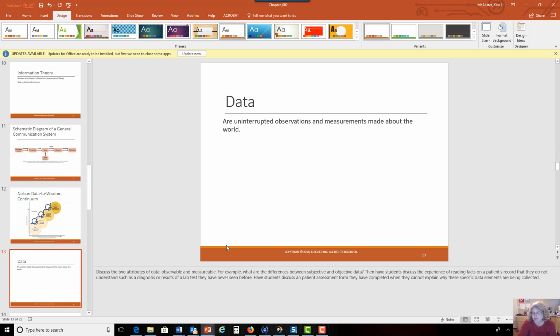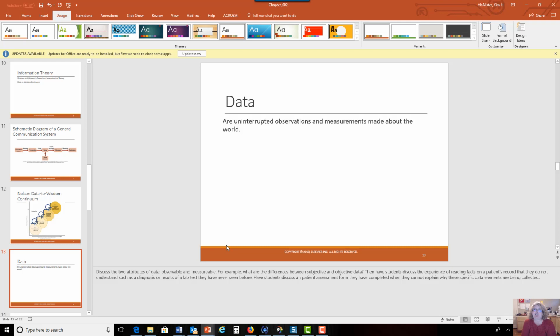So now we want to talk about data. Data can be observable and measurable. Think about your last patient assessment. What things were you able to see? And then what things were you able to measure? You can't see pain, but you can see the impact that it has on the patient. You can have the patient measure their pain on a pain scale.